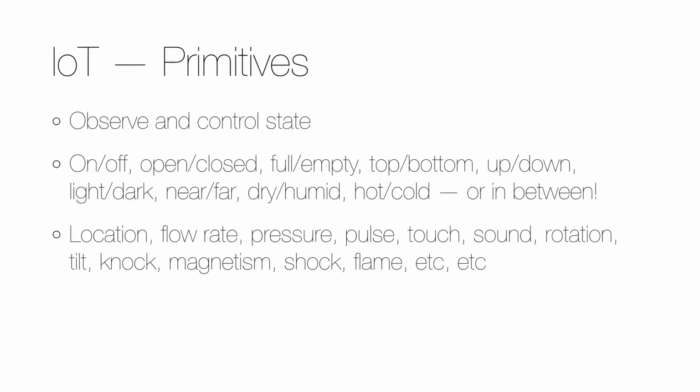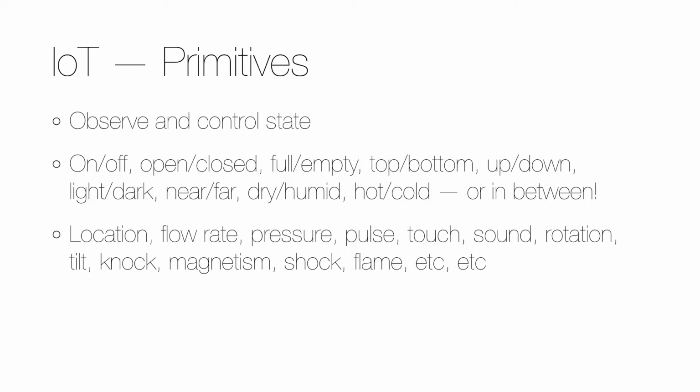At the core of any Internet of Things solution is the ability to observe and control the state of the environment. Observations could be in distinctions like whether a lamp or machine is on or off, a door or valve is open or closed, a tank is full or empty, it's light or dark, hot or cold, dry or humid, or any intermediate state between all those endpoints. Like a lamp could be 80% on and a tank could be 50% full.